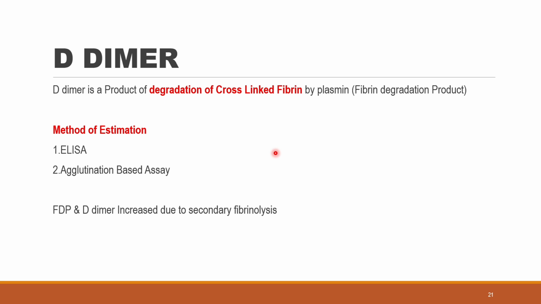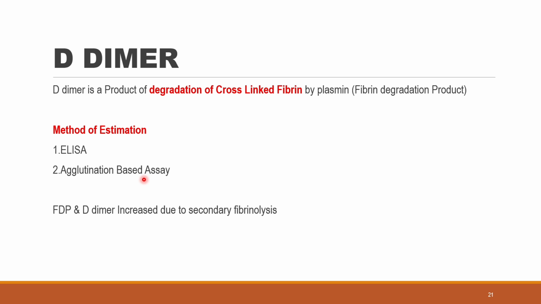Both will be increased in disseminated intravascular coagulation, but the more specific one is D dimer because it more reflects the DIC, that is, a fibrinolytic system activation. So FDP, fibrin degradation product, and D dimer will be increased. Both can be estimated by ELISA or agglutination based assay.